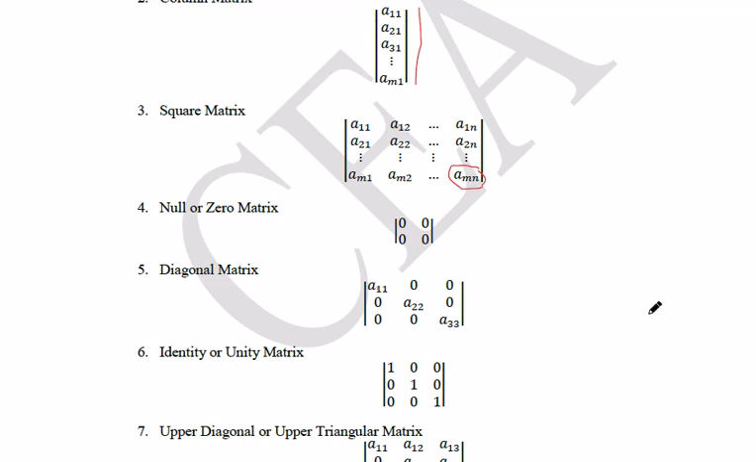We also have the diagonal matrix. In a diagonal matrix, there are only values in the diagonal of the matrix, and all the rest of the elements are 0. As you can see, the upper triangular elements here are 0 and the lower triangular elements here are also 0. There are only values on this diagonal.